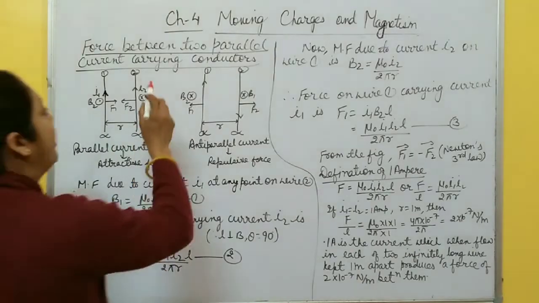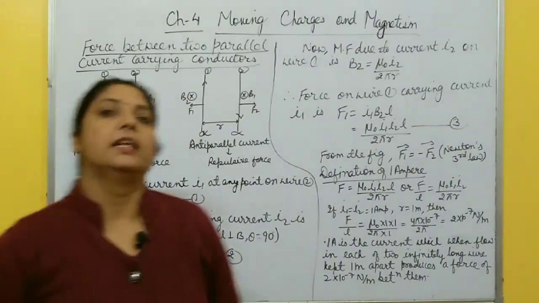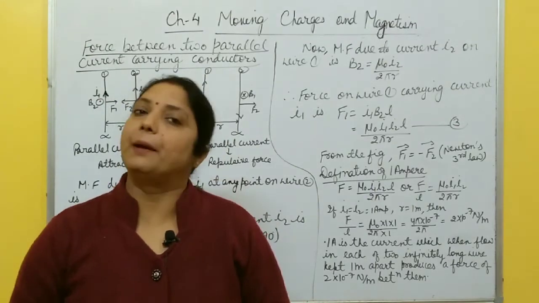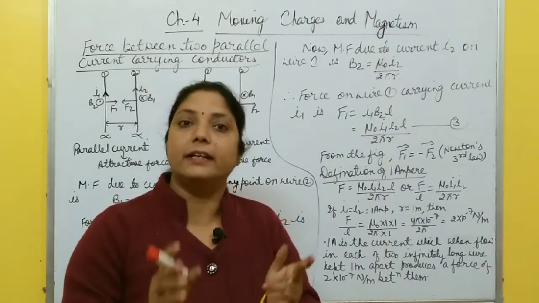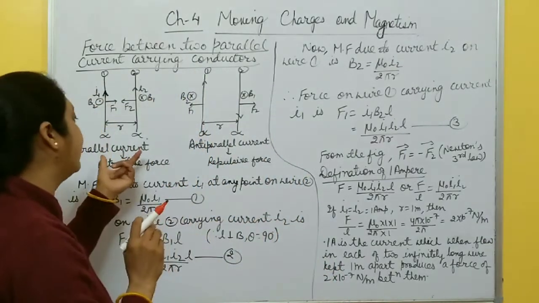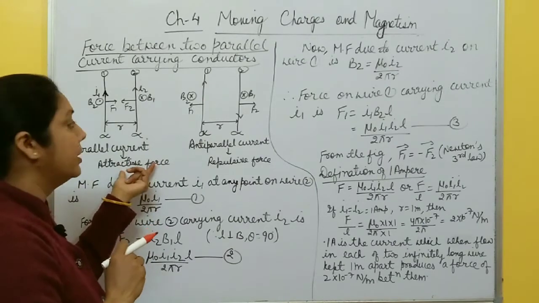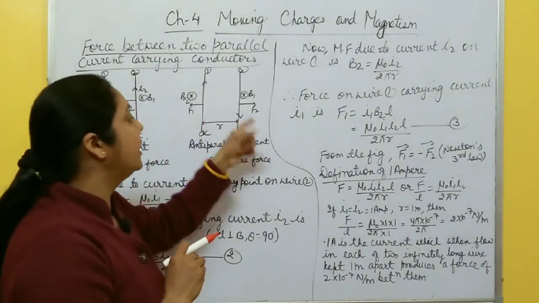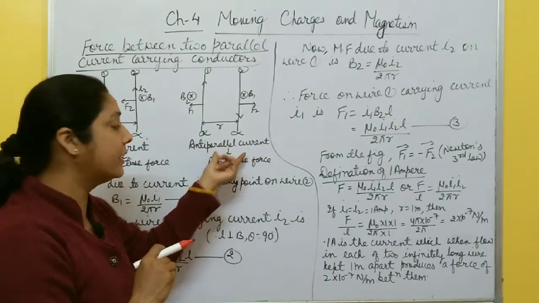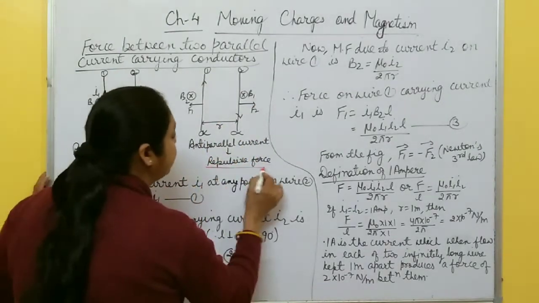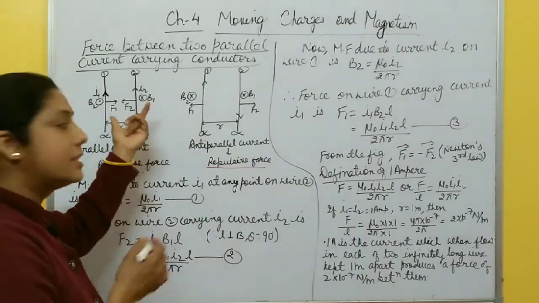Now the next important topic is force between two parallel current carrying conductors. It was first observed by Ampere that two parallel straight conductors carrying current in the same direction, which means parallel current, then the force between the two conductors is attractive in nature. If the current is flowing in opposite directions in the two parallel conductors, which means anti-parallel current, then the force between them is repulsive in nature, right? Let it be more clear with the help of this diagram.